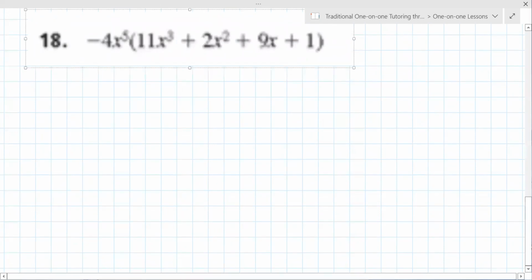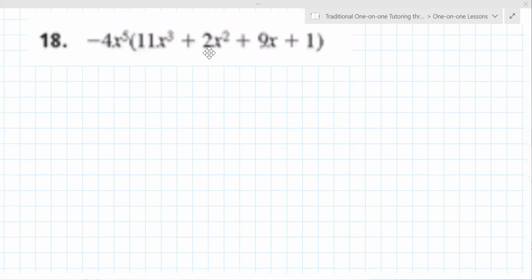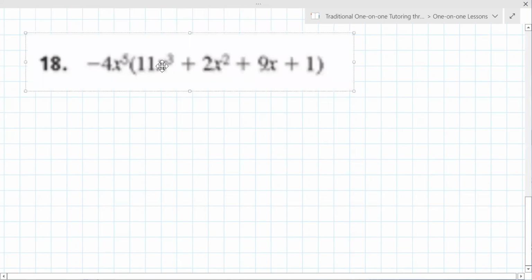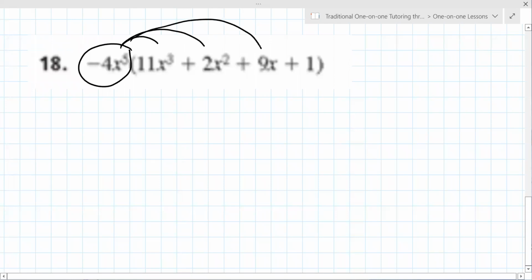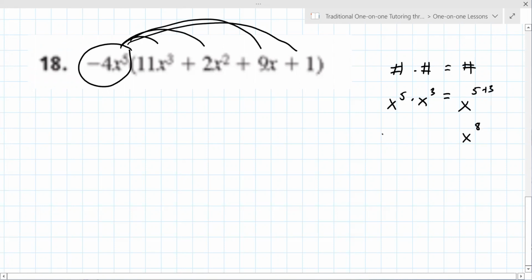Okay, so 17 through 24, it says to find the product. And it's actually kind of a lot like what we just did. You have to take this whole thing on the outside and you distribute it to everything on the inside. As a reminder, a number times a number gives you a number. But if it's like x to the 5th times x cubed, when the bases are the same, you add the exponents. Bases are the same, you add the exponents, because you're going to be doing a lot of that. So we want to get that down.